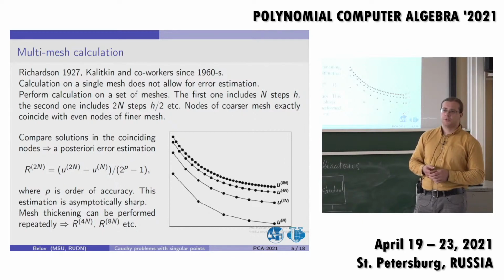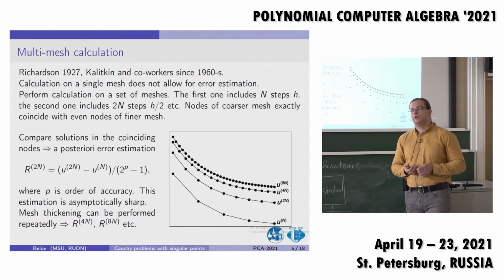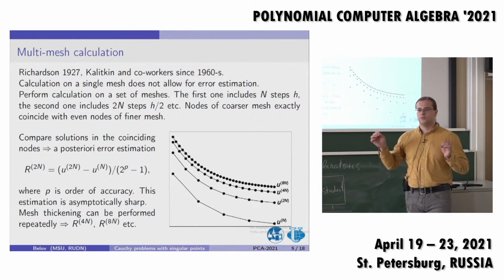Let us perform calculations on a set of meshes. For example, the first has n steps of length h. The second mesh has 2n steps of length h divided by 2, and so on. We perform calculations and retrieve the solutions on these meshes. Note that the nodes of the coarser mesh correspond with even nodes of the finer mesh, and in these corresponding nodes, we can compare the solutions.